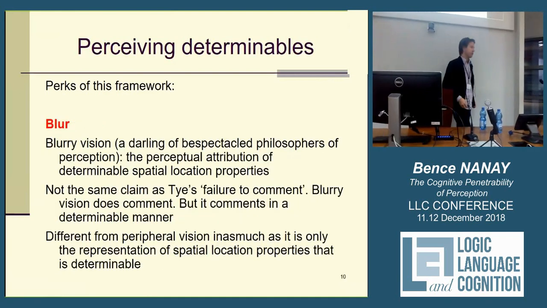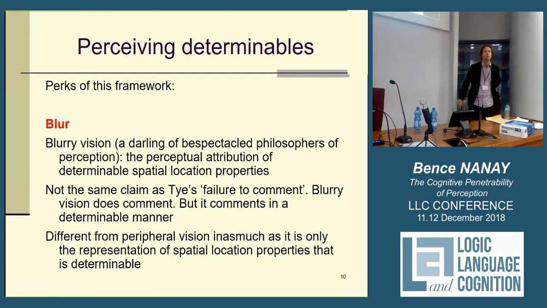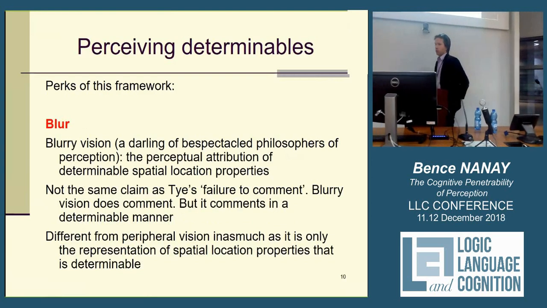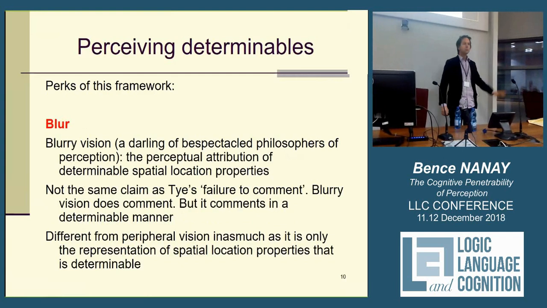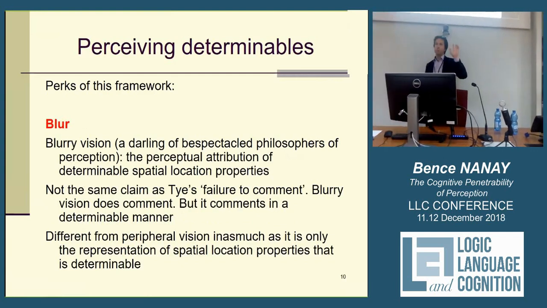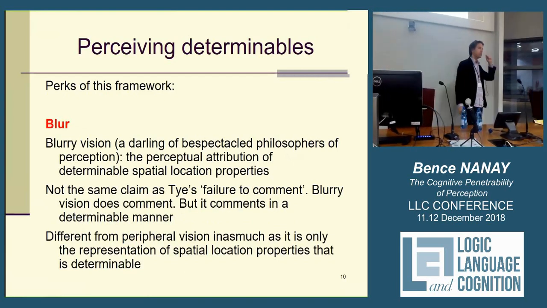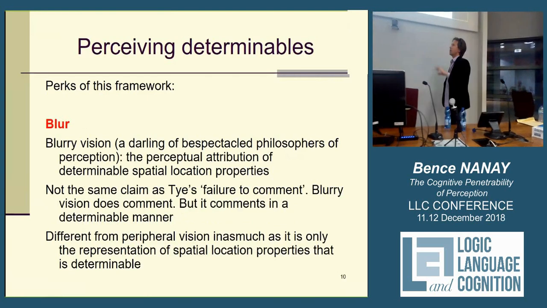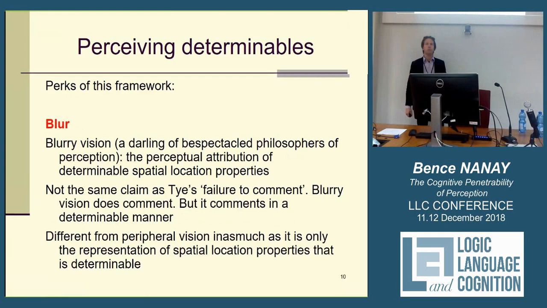Here's another perk of the framework, and that's to think about blur, which is something that philosophers of perception very often do. One way of explaining what happens in blurry vision: if you take off your glasses, or in case you don't need glasses, put on someone else's glasses, what's happening then is that you're attributing determinable spatial location properties to contours.